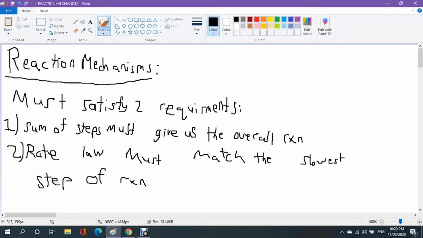Hello everyone, today I will be explaining the reaction mechanism. So first of all, the reaction mechanism is a series of steps in which a reaction takes place. Now for a reaction mechanism to be acceptable, it has to satisfy two requirements. The first requirement is that the sum of the steps must give us the overall reaction, and the second requirement is that the rate law must match the slowest step of a reaction.